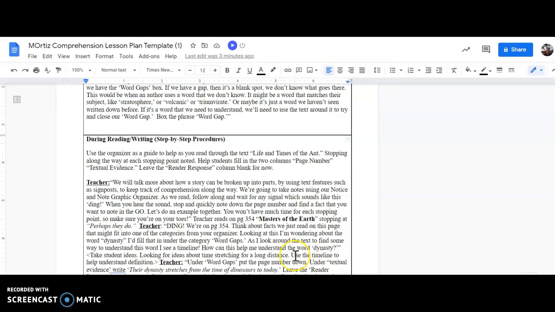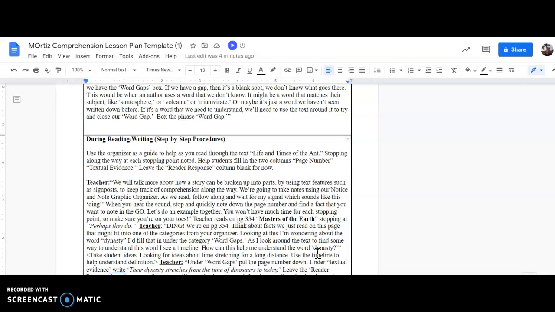As I look around the text to find some way to understand this word, I see a timeline. How can this help me understand the word dynasty? Take student ideas, looking for ideas about time stretching for a long distance. Use the timeline to understand the definition. So under word gaps, put down the page number, which will actually be right beside it.